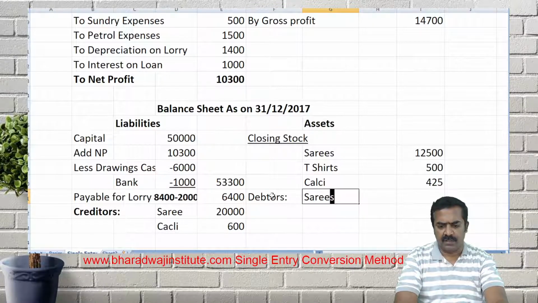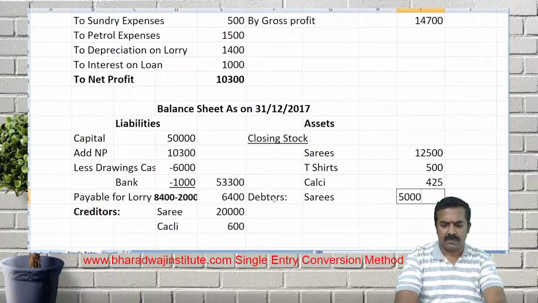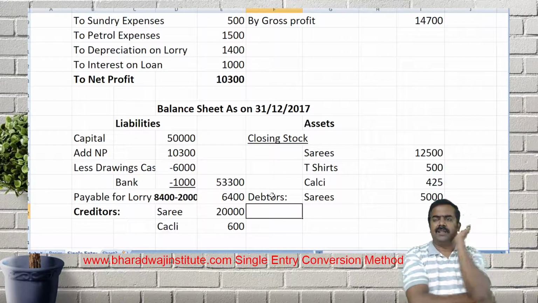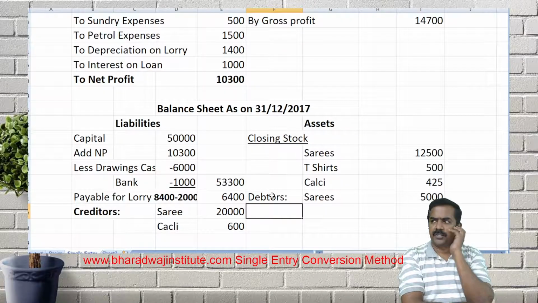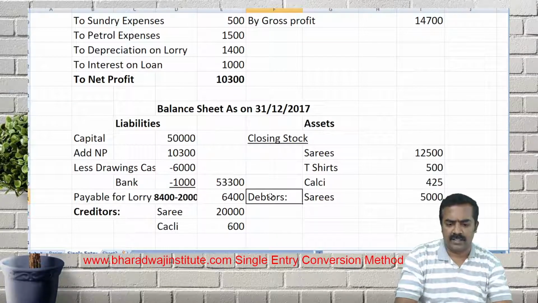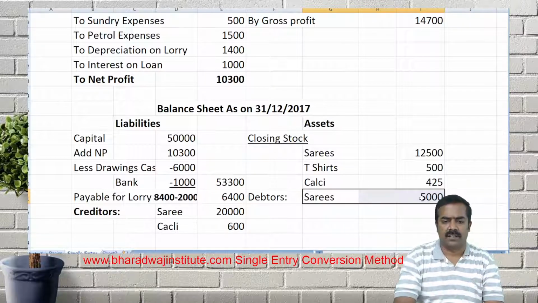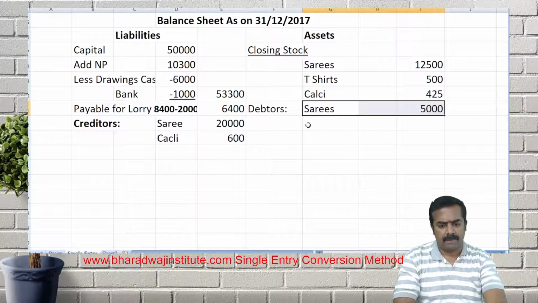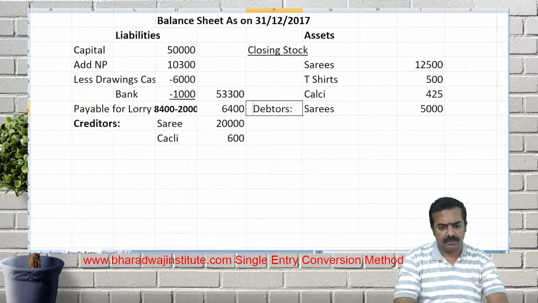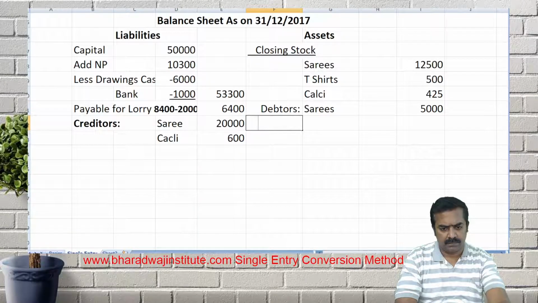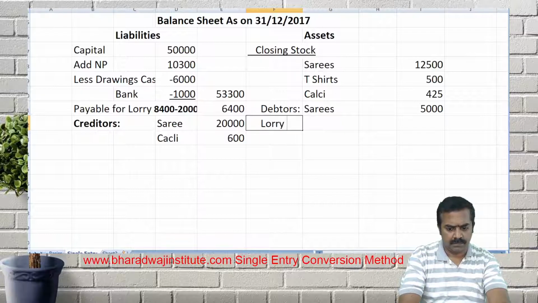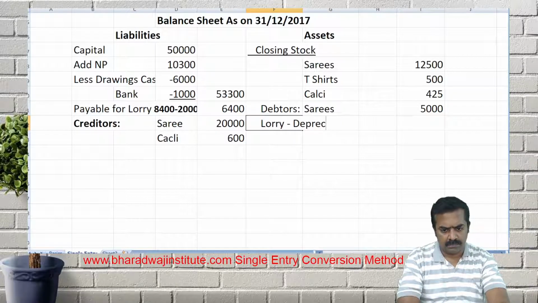Debtors for saris, how much is there? How much is yet to be received? 5,000. Calculators and T-shirts are sold for cash, so no debtors. Only for saris, 44,000 collected, balance 5,000 is not collected. Then 8,400. 7,000.